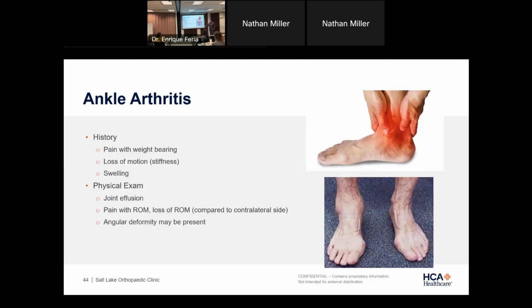Patients typically present with pain with weight bearing. So standing, walking causes pain. They don't really have much pain at rest. They'll start to lose motion over time and become stiff, and they also complain of swelling.